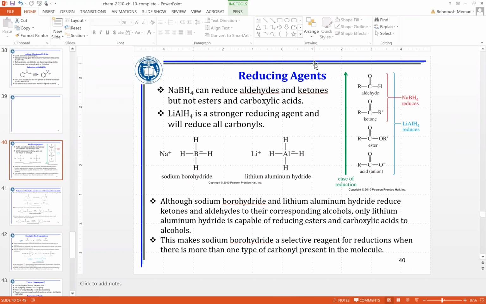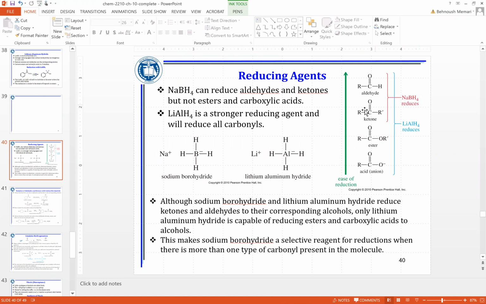So, the comparison of lithium borohydride with lithium aluminum hydride and sodium borohydride. Sodium borohydride can only reduce aldehydes and ketones, and it is a weaker reducing agent, but lithium aluminum hydride is a stronger reducing agent, and it will reduce both aldehyde and ketone and carboxylic acid derivatives. So lithium aluminum hydride can reduce the aldehyde to primary alcohol and also carboxylic acid derivative to primary alcohol.